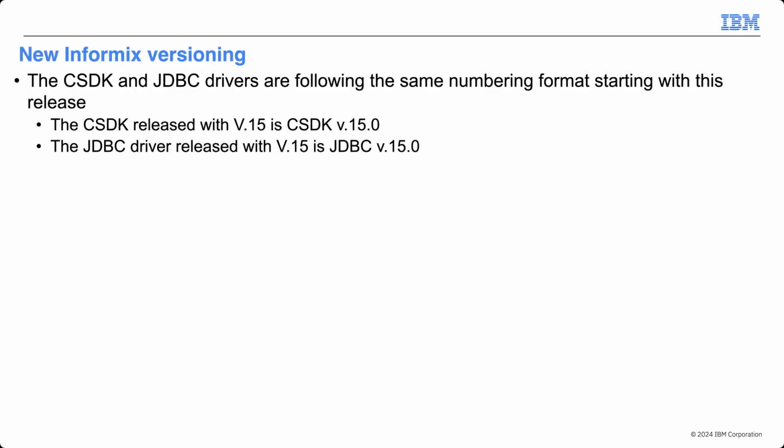Similarly, the JDBC and ODBC drivers are being renumbered as well. So there is a CSDK V15 and a JDBC V15, and I strongly encourage you to only use the V15 connectivity drivers with the V15 engine. As you're going to see in a few minutes, there are quite a few internal structures within the engine that have changed. And there's a strong possibility that it will break early versions of the connectivity drivers.